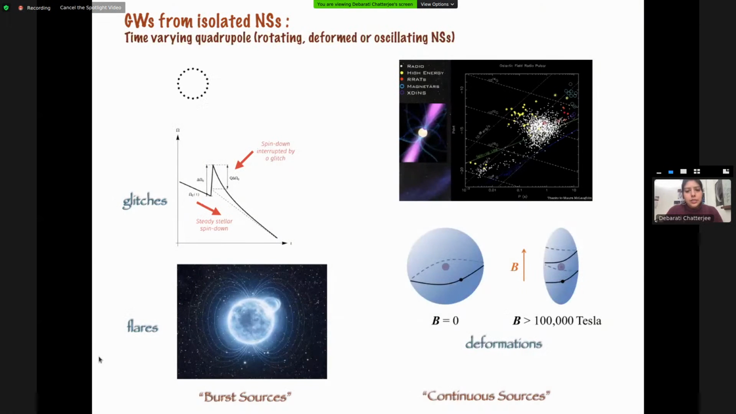So I was talking about these gravitational waves from isolated neutron stars, right? Magnetars in general can be very deformed. Pulsars are generally quite spherical, but when you have very strong magnetic fields, they can be deformed into elongated shapes, and when they are rotating, these can result in continuous sources of gravitational waves. So now these are continuously varying, time varying quadrupoles.